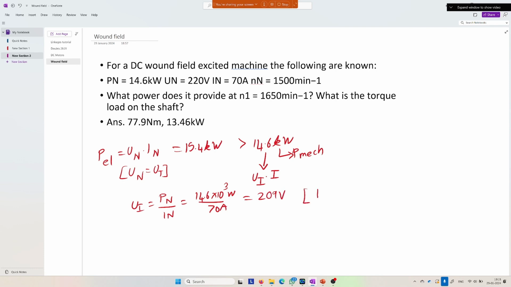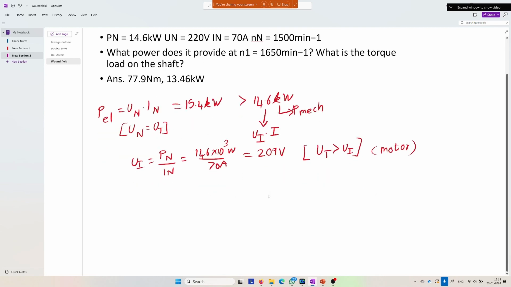And as always, Ut is greater than Ui because it is a motor. During the exam, you can make these checks to ensure you're doing it correctly. Like for a motor, you know Ut should be greater than Ui. So if you get Ui as 230 volts or something, then you know there is a mistake somewhere, and you can fix it.